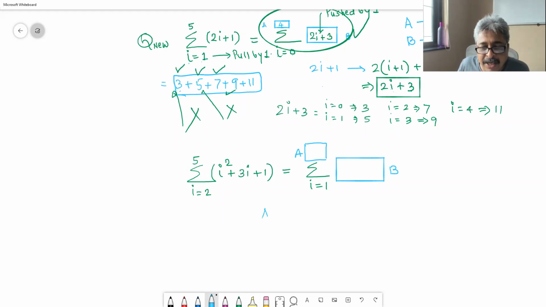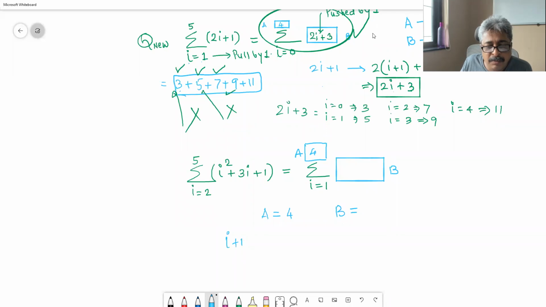So report answer like a is equal to 4. Okay? So report b is equal to... Chalo, let us see. What is b?